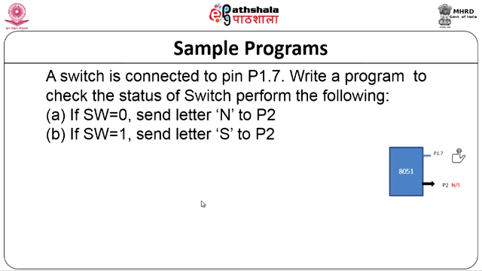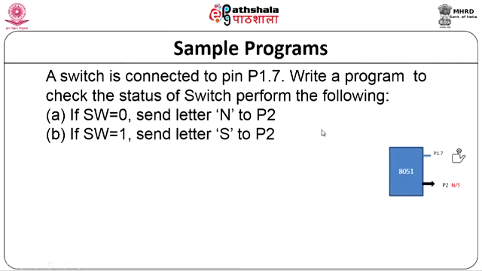Now I have given a simple program where a switch is connected to pin 1.7. You just see that I have taken pin 1.7, there is a switch there, and I want to write a code. I will look at the status of the switch, whether the switch is pressed or released. If the switch is pressed, that is, the switch is equal to 1, then I will send an S to P2. P2 is a parallel port, and S is the value. S is an 8-bit, 1-byte word, that will be sent through my P2.